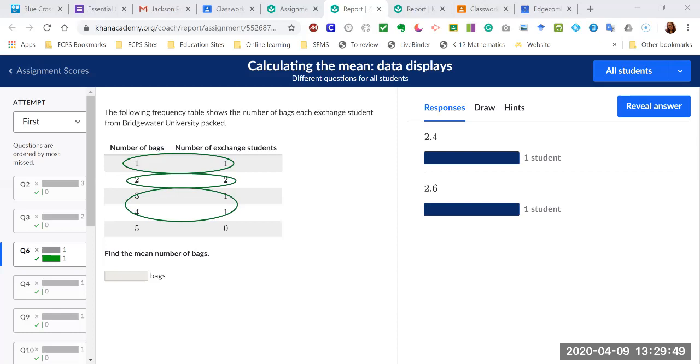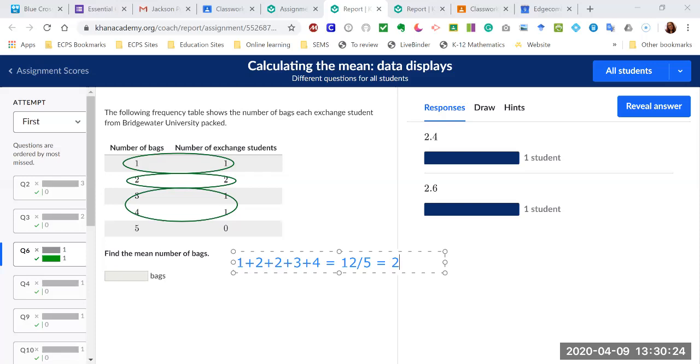So we're just taking an average of what we have here. So it's 1 plus 2 plus 2 plus 3 plus 4. And altogether, that would be 12. And there's a total of 5 numbers there. So if I divide 5 into 12, that would go 2 times.